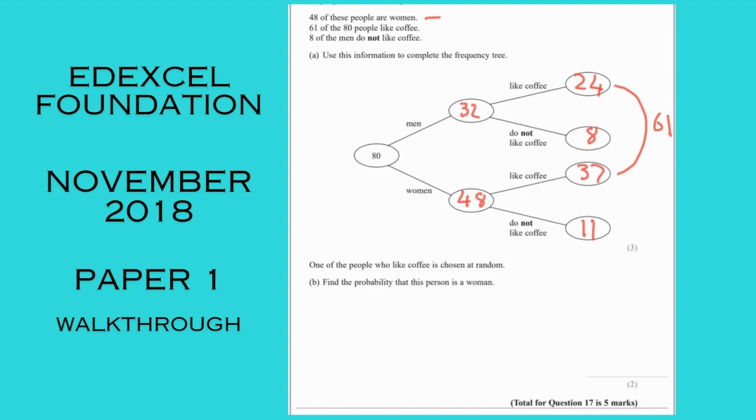So, one of the people who likes coffee, there's only 67 of them. Sorry, 61. It needs to be out of 61. Find the probability that this person is a woman. So, woman who likes coffee, 37 out of 61, not 80.